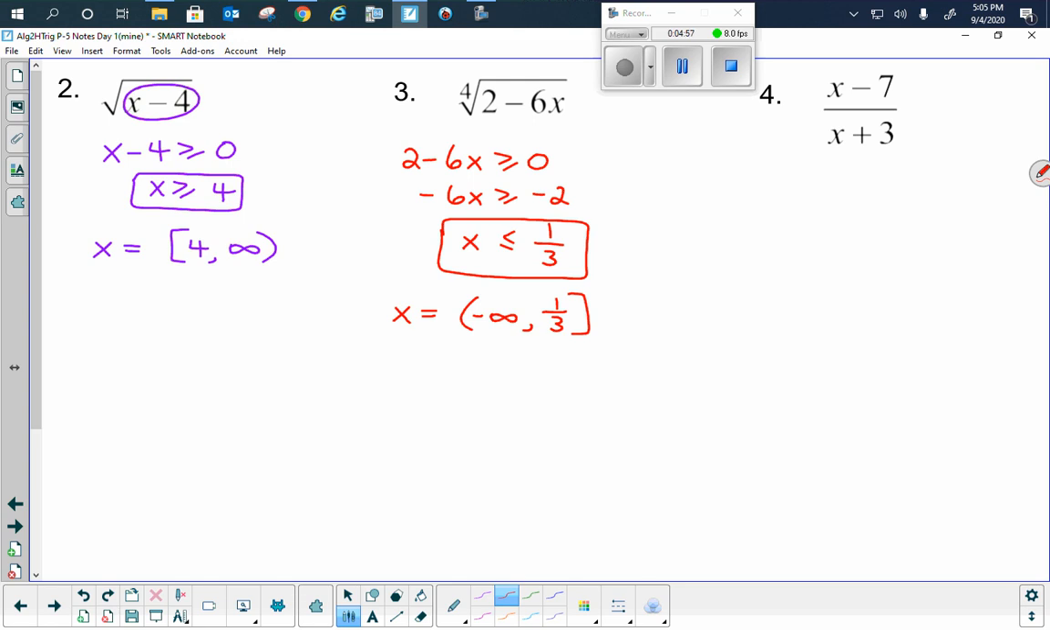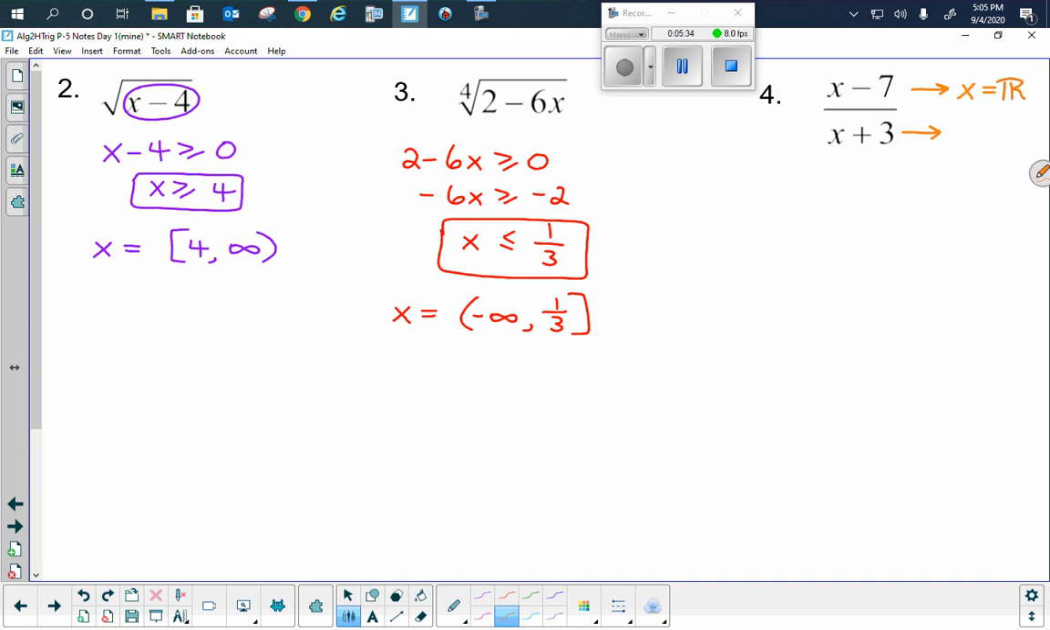All right, in number 4, when it's a fraction, I like to think of the top and the bottom separately a little bit, okay? And then think about where they overlap. So I hope you're thinking the top is linear, right? If you just wrote a y in front of that, y equals x minus 7 is a line. I hope you realize you can plug anything into a line and not have an issue. So the domain for the top, if it was by itself, would be x equals all real numbers. Likewise, if you think of this one by itself, y equals x plus 3, that's a line. That would be x equals all real numbers.